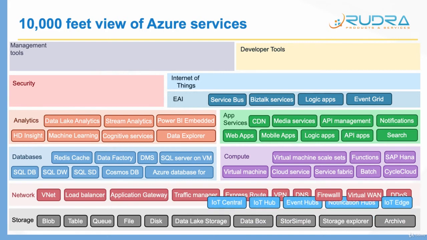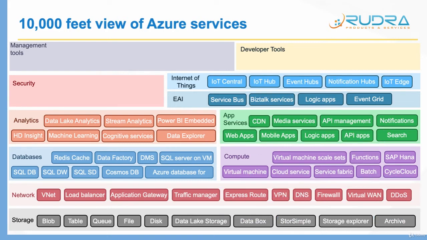And in terms of Internet of Things, you have IoT Central, IoT Hub, Event Hubs. When it comes to Event Hubs, it is specifically for events. So if you have millions of events coming in, you can use Event Hubs to stream them and analyze them also. But Service Bus is more focused on messages, whereas Event Hubs is more focused on events. And you can have Notification Hubs.